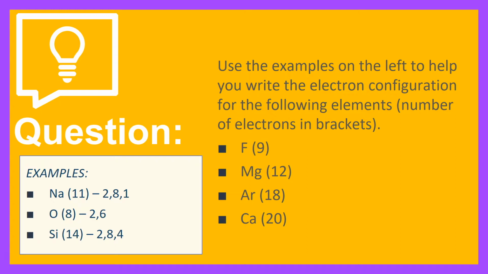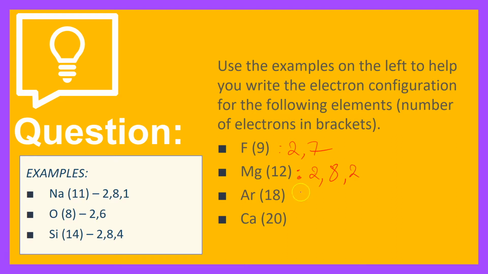Okay, so let's start with fluorine. Fluorine has 9 electrons. We're going to put 2 in the first shell, and then that leaves us with 7, which we can put all of those in the second shell. All right, so that is fluorine. Magnesium, same deal, 2 in the first shell. We're left with 10, so we can put 8 out of that 10 into the second shell, but we can't put more than that. And now we're left with 2 more, but both of them can go into shell 3.